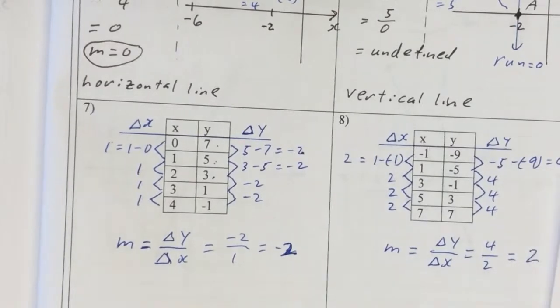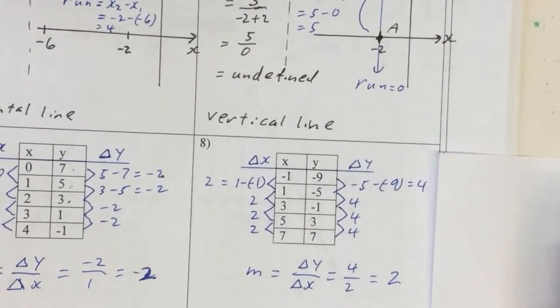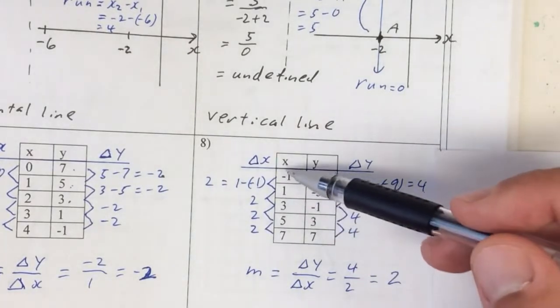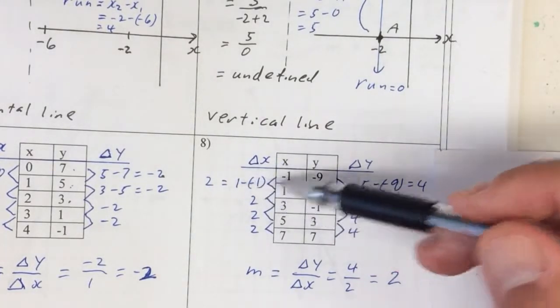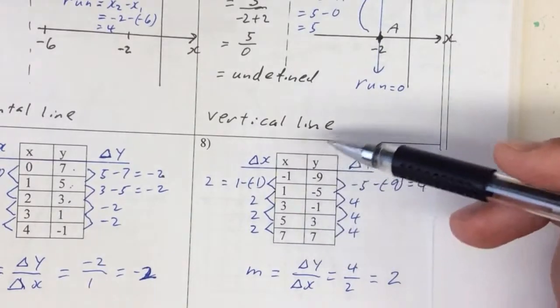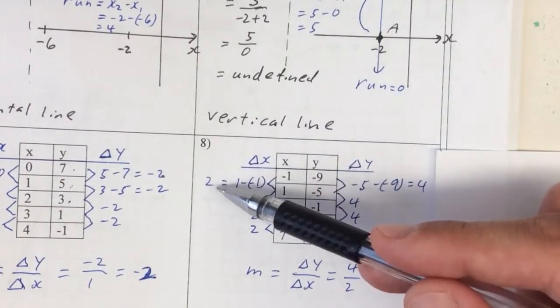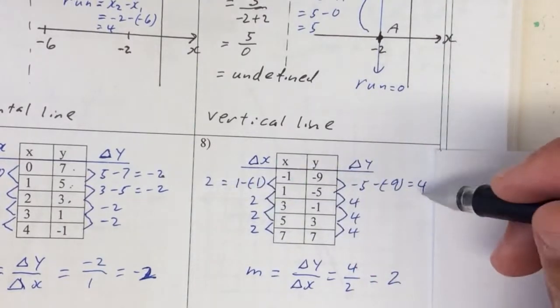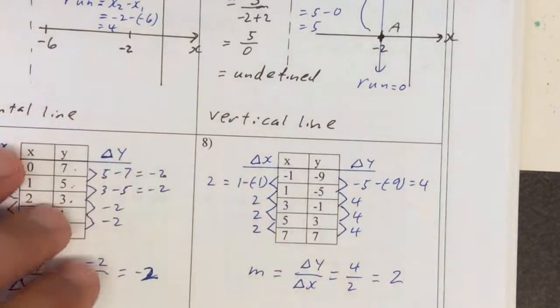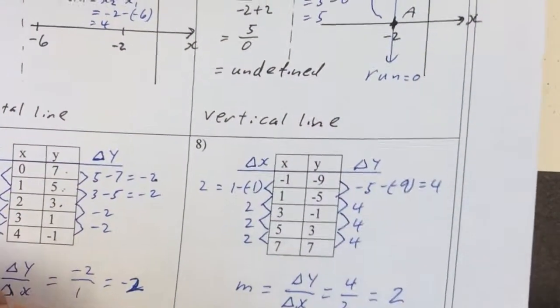Here's another example. This one has a positive slope. This time the change in x is not 1 though. I made the x coordinates go up by 2. So you get the delta x is 2 and the delta y is 4. Divide them, you get a slope of 2. And that's it for slope.